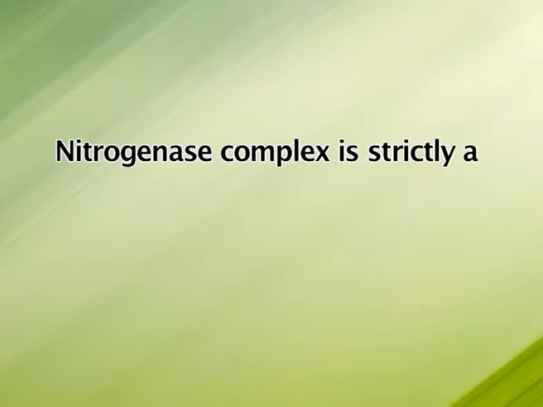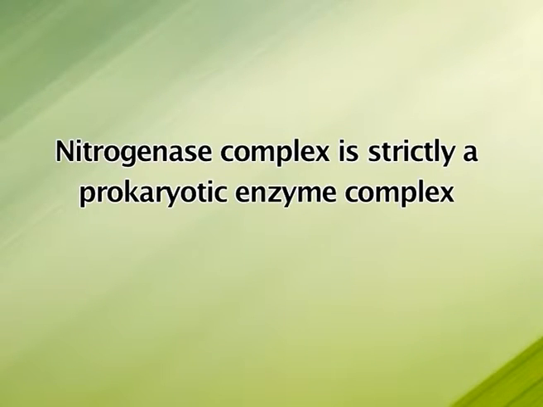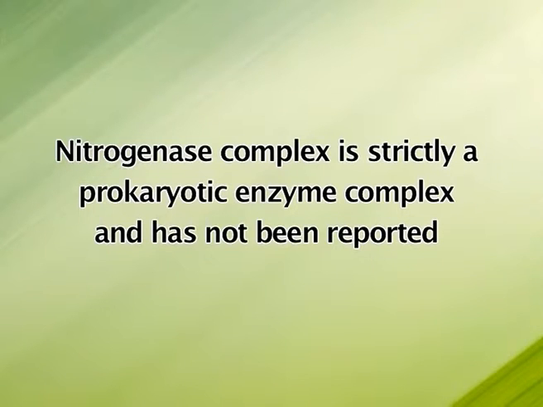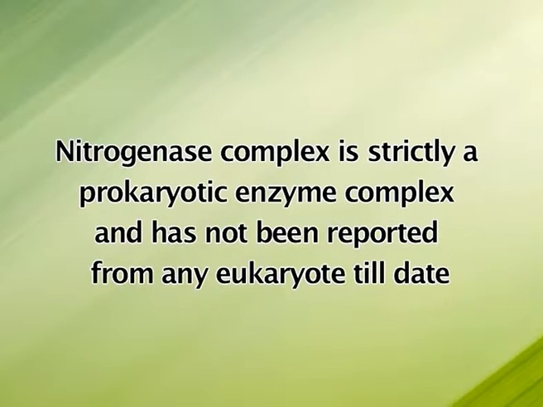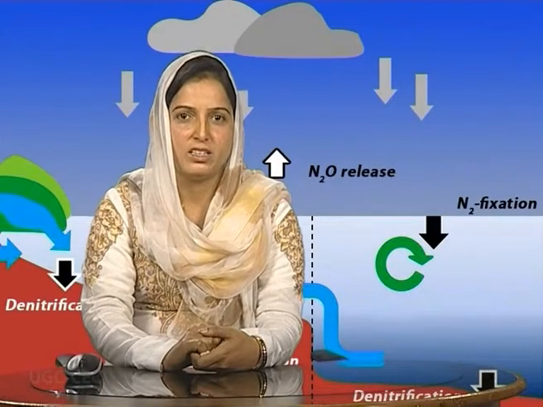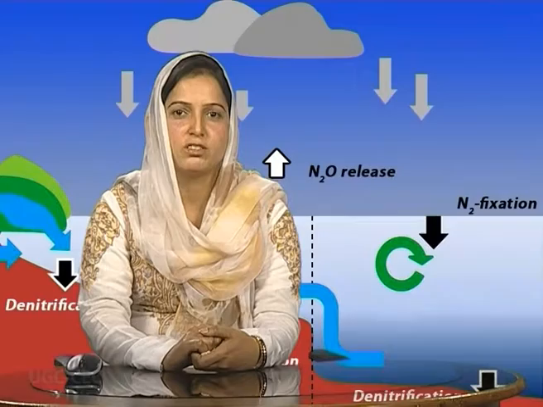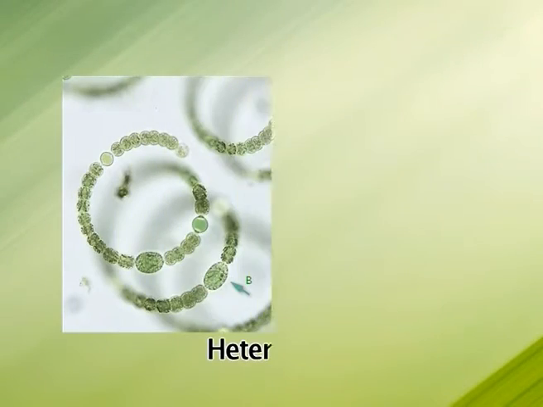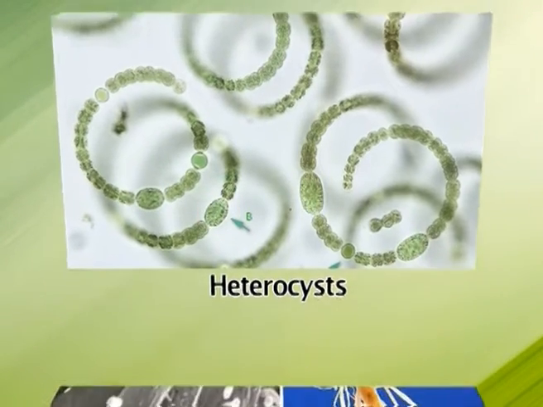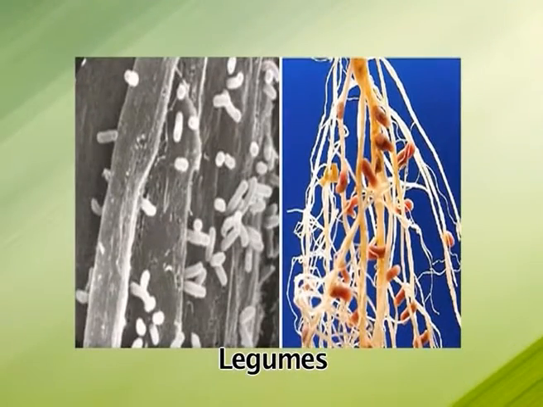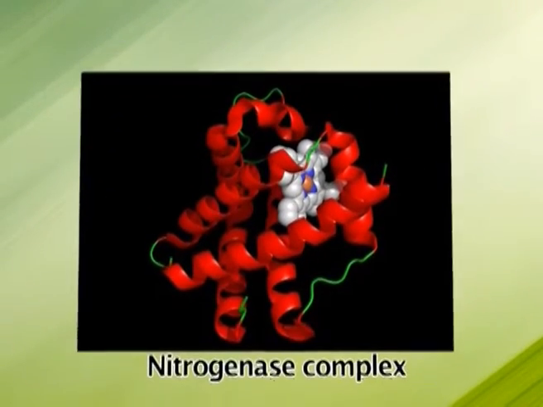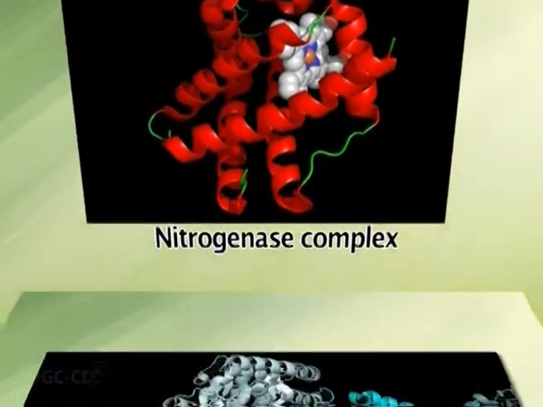Nitrogenase complex is strictly a prokaryotic enzyme complex and has not been reported from any eukaryote to date. It's highly oxygen sensitive and needs to be shielded from oxygen in aerobic systems. Therefore, most of the algae carry out nitrogen fixation in special cells known as heterocysts, and legumes synthesize leghemoglobin to ensure the safety of the nitrogenase complex.